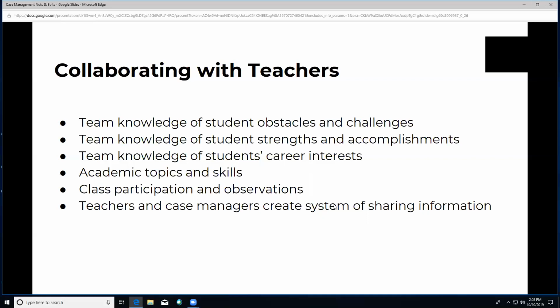When teachers know what the career interests of students are, they can relate that to the academic work they're doing in class. So if students sometimes feel like, oh God, I'm never gonna use percentages in the real world, if teachers know what the career interests are, they can connect that academic work with the career interests. You should know what the academic topics and skills are that are being taught in class so that you can have that information when you're talking to students.